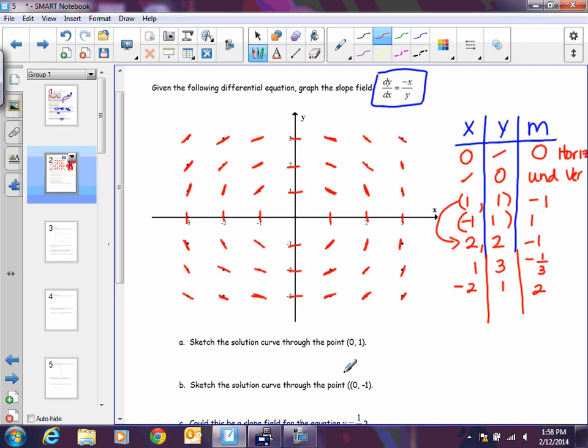Okay, are there any questions about how you come up with the slope, like how you fill out the table, or then how you put it on the graph?